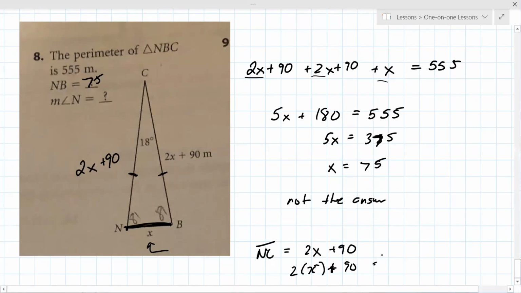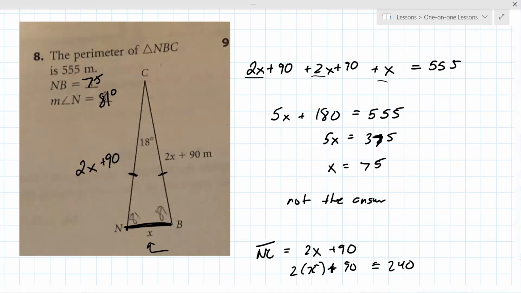So we got 150 plus 90, so 240. To find the measure of angle N, it is 81 degrees. It's for the same reason as before, so we can skip that part. It's also there. You just add them up, you get 180.